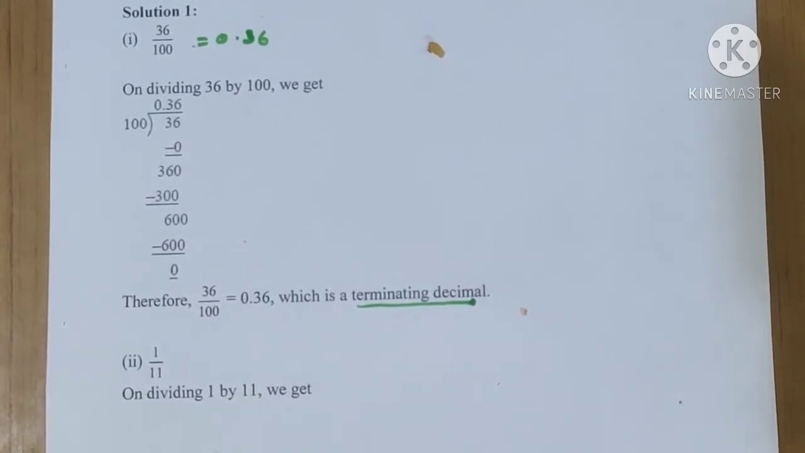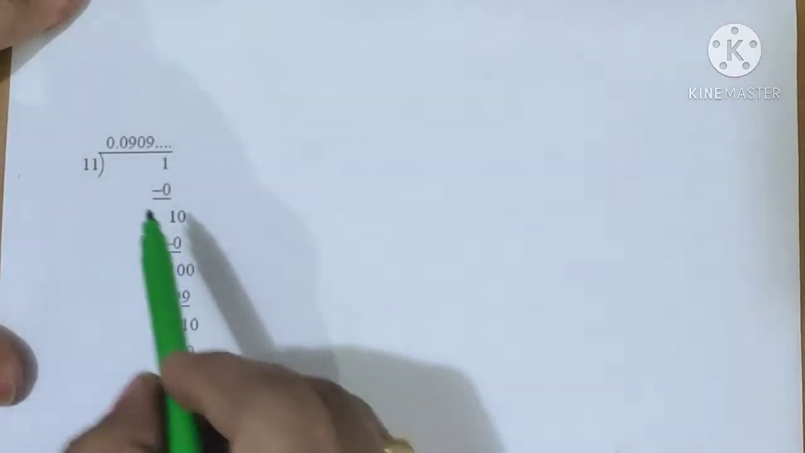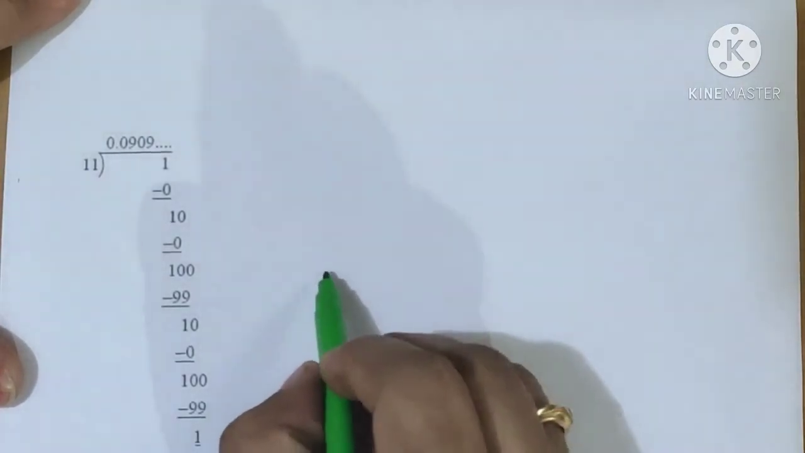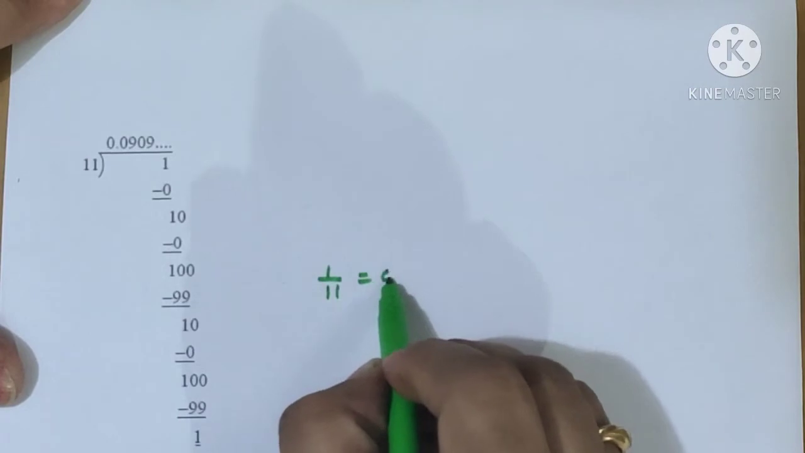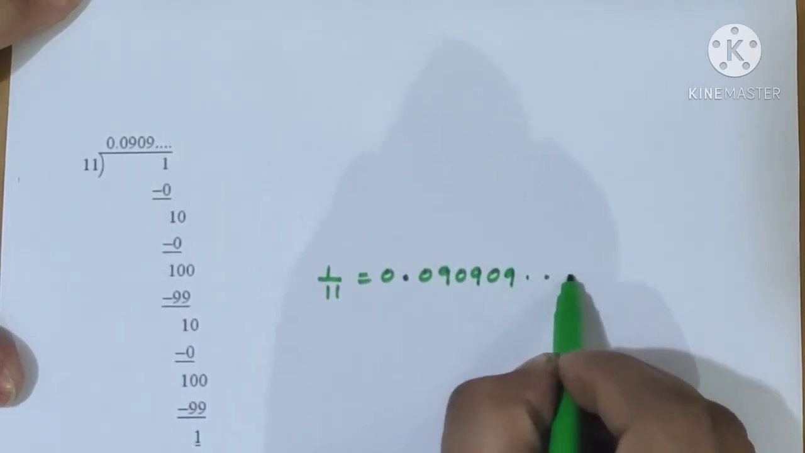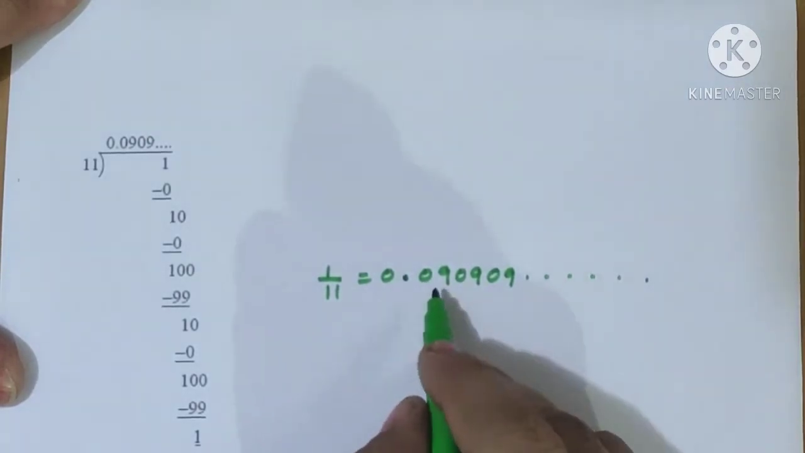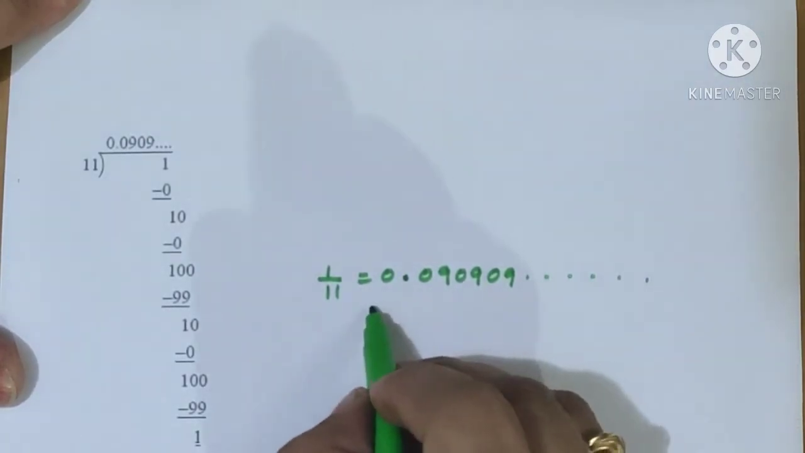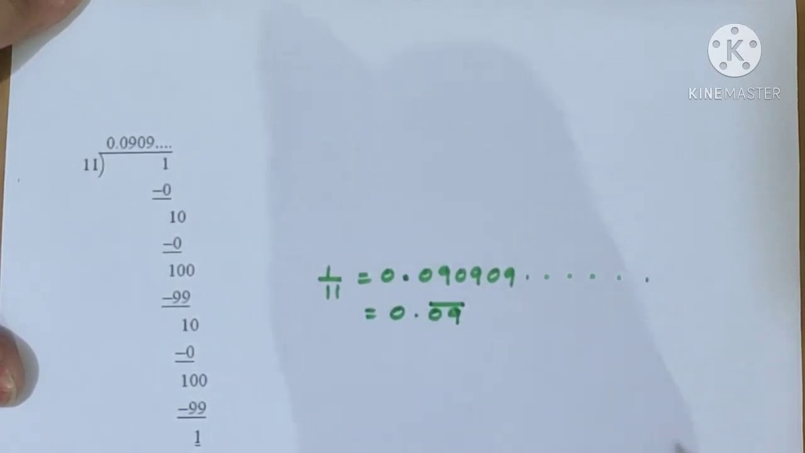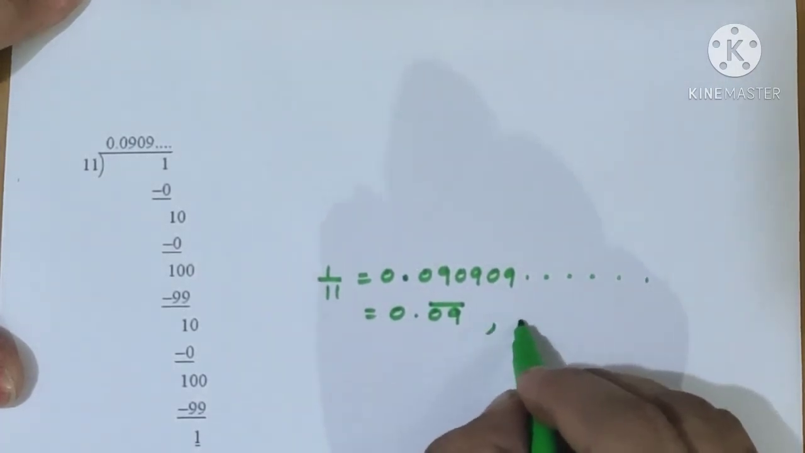Second question, 1 by 11. On dividing 1 by 11, what do we get? We are getting the quotient as 0.0909, etc. That means 1 by 11 equals 0.090909, etc. This shows that the group 09 is repeating there. So we can write 0.09 with a bar. The bar is for 0 as well as 9, which is a non-terminating recurring decimal.